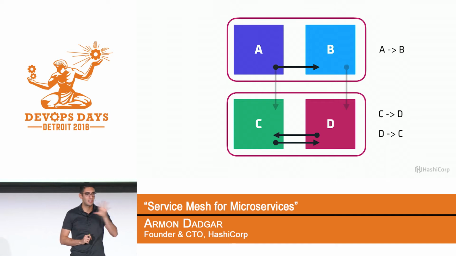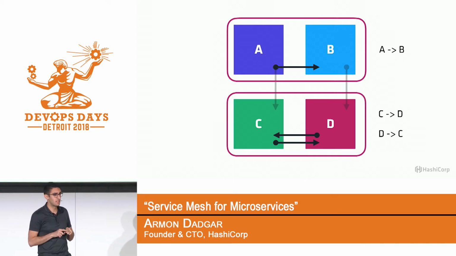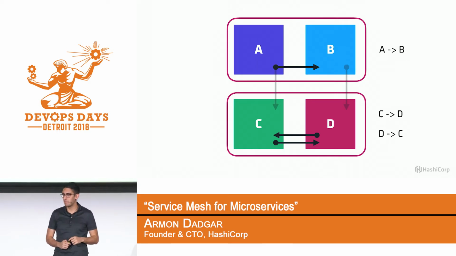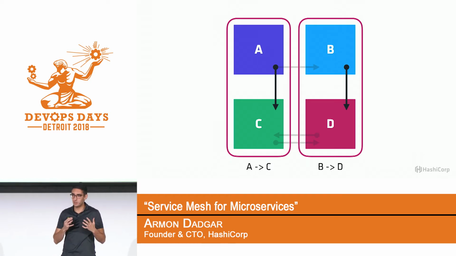So if service A needs to talk to service B, we want a segment that's that size, right? And if C and D need to talk to each other, we want a segment only that big, right? The problem, and where things get messy, is that in the real world, it's not clean, right? Because A also needs to talk to C, B also needs to talk to D. And so how do we deal with the fact that we can't just draw these clean boxes, right?